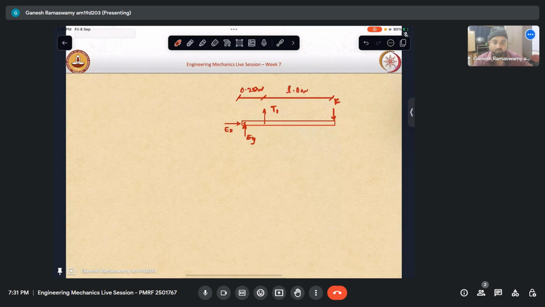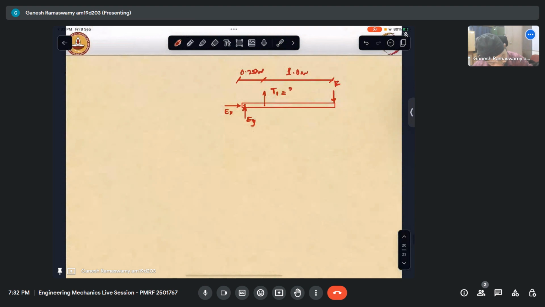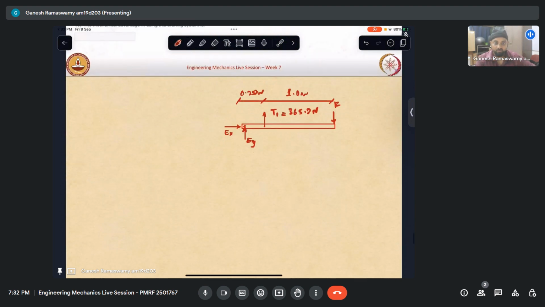Okay, so how many unknowns are there? Essentially, I don't know Ex, Ey, and F. T1 is known to be 365.2 Newton. So I want to find out what these quantities are. So sigma Fx equaling 0 gives me Ex equal to 0.